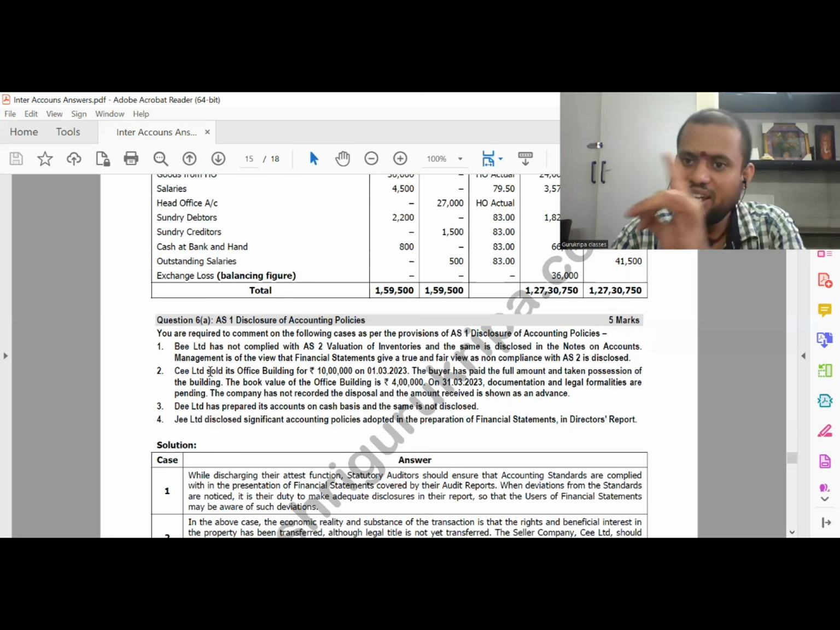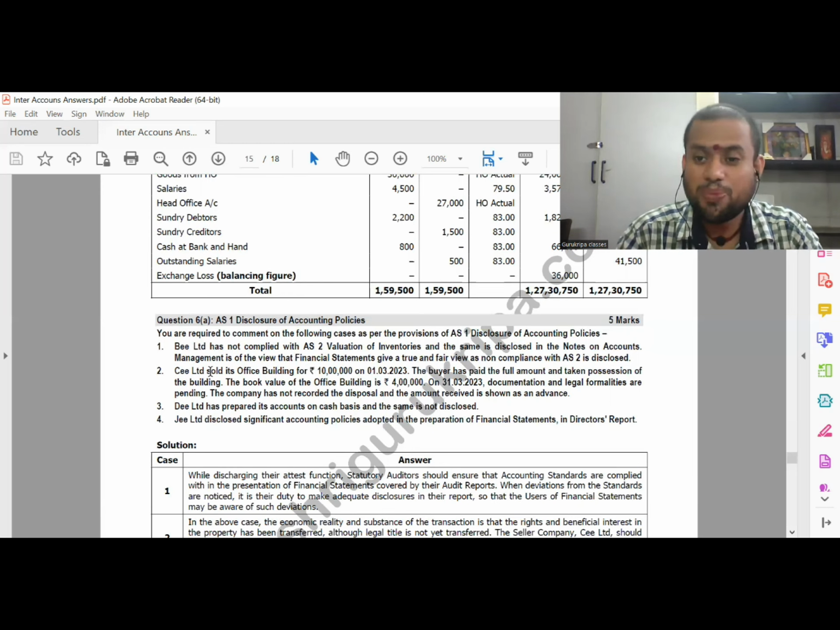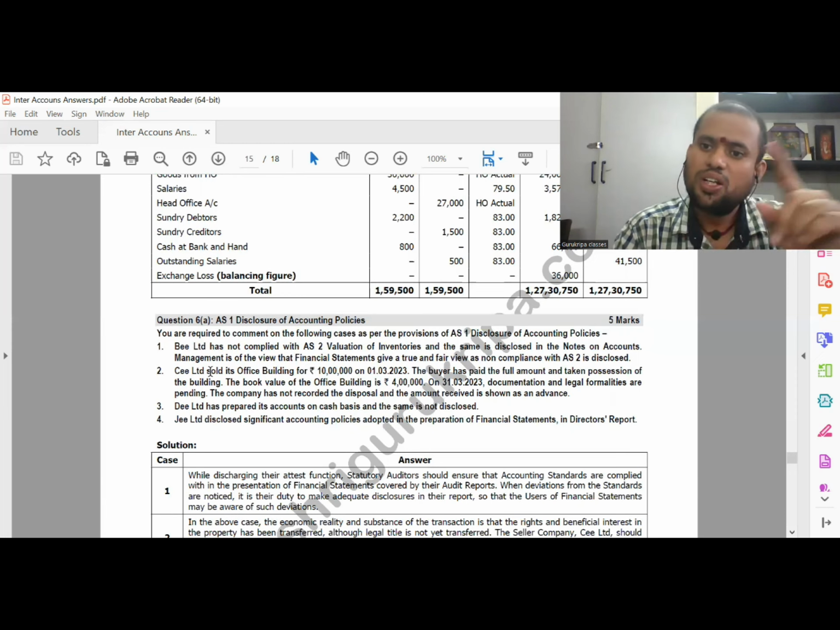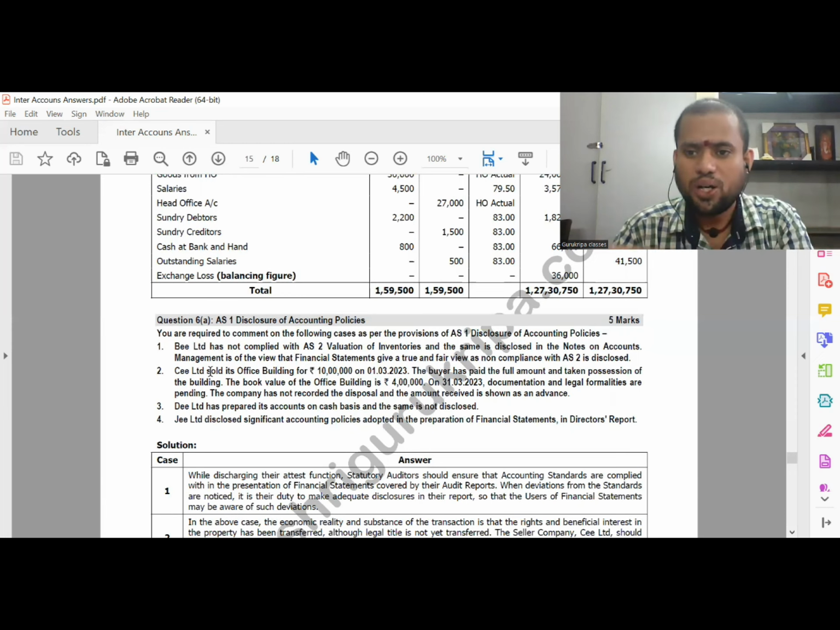Already this question is there in group 2, AS4 also this question will come. Here the concept is substance over form. So consideration has been given, possession transferred, legal formalities are pending. So we have to account for it as a sale in the current year itself. Then third point, cash basis. They have not disclosed that.